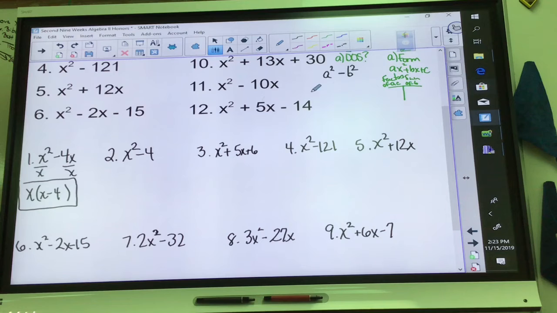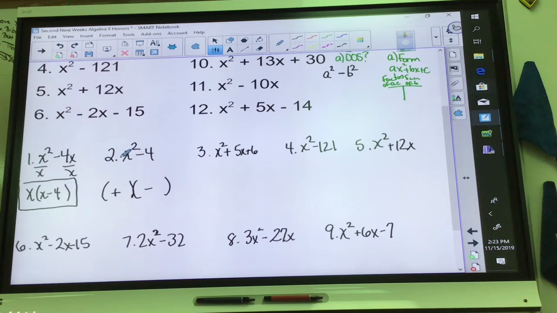This is a binomial, so I'm looking for difference of squares again. Is this a difference of two perfect squares? Yes, it is. x squared is a perfect square, 4 is a perfect square, and I have a subtraction sign. One thing that I really think helps students make sense of this is, number 1, remember it always factors into two binomials, one with an addition sign and one with a subtraction sign, and you can interchange those, it doesn't matter.